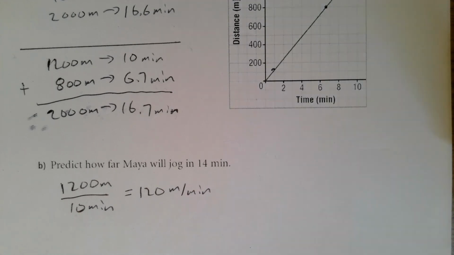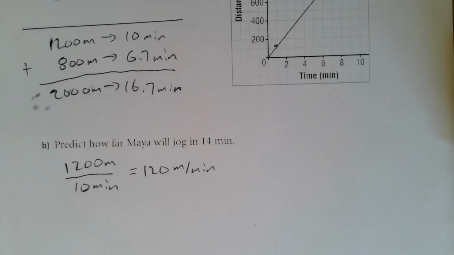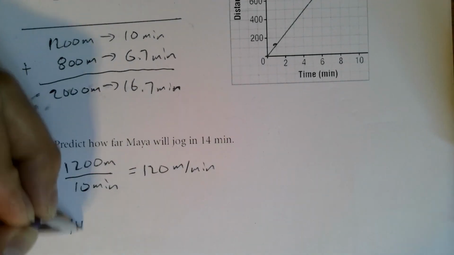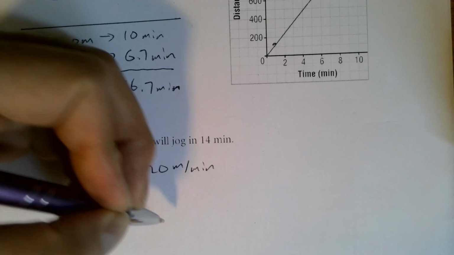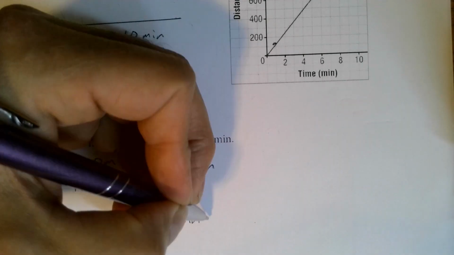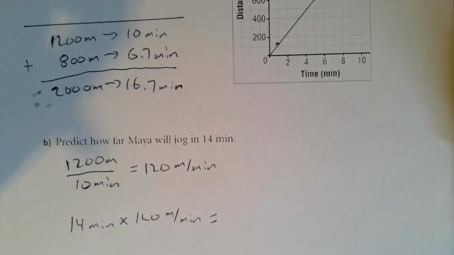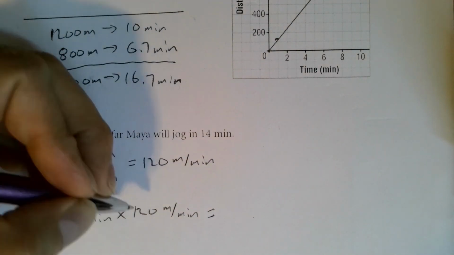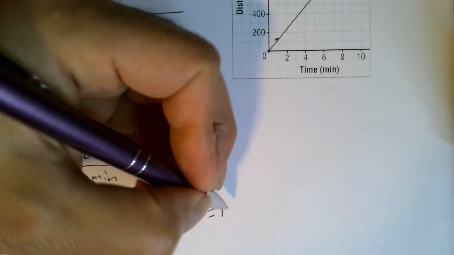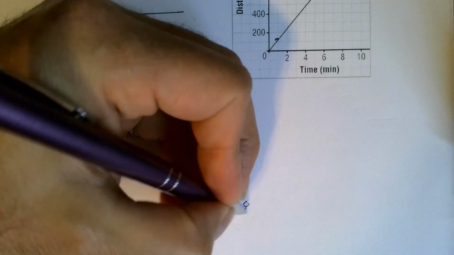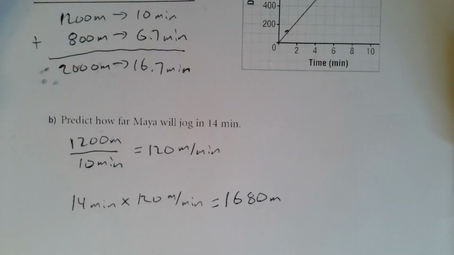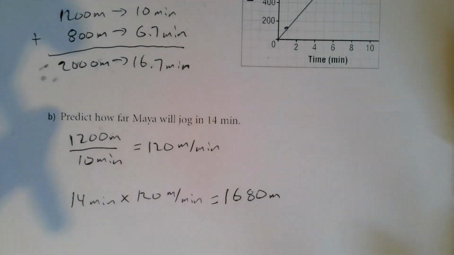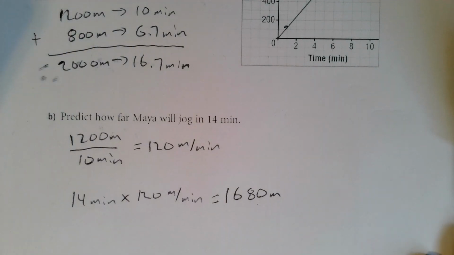And now if we know she's going 120 meters every minute, and it's 14 minutes, then it's pretty easy to just go 14 minutes times 120 meters per minute, which will give us, and I'm going to use a calculator on this, 1,680 meters. And notice, this is going to take a calculator or some long multiplication.